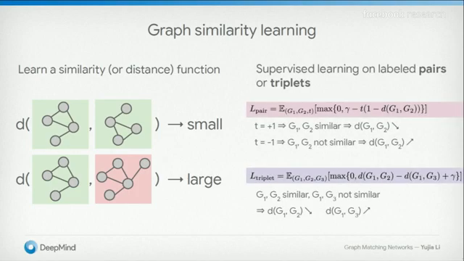We can learn such a distance function using supervised learning on labeled pairs and triplets. With labeled pairs, we assume that each pair of graphs is labeled either as similar or not similar, and each triplet is labeled in a way such that graph 1 and graph 2 in each triplet are similar, and graph 1 and graph 3 in each triplet are not similar. With supervised data like this, we can use a pretty standard margin-based loss to train the distance function such that it behaves in a desired way.